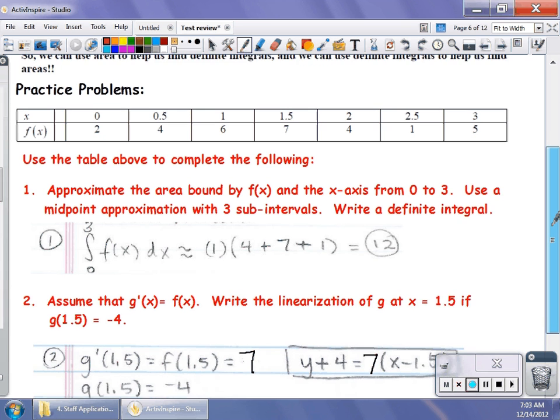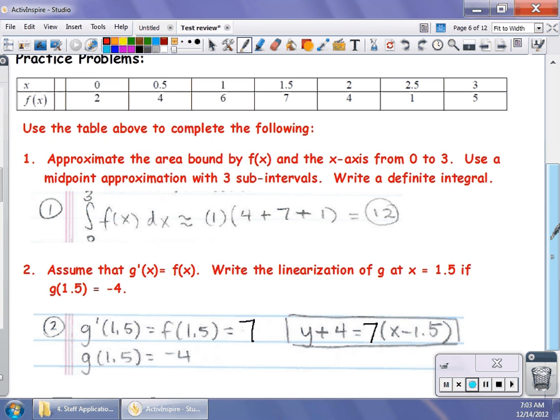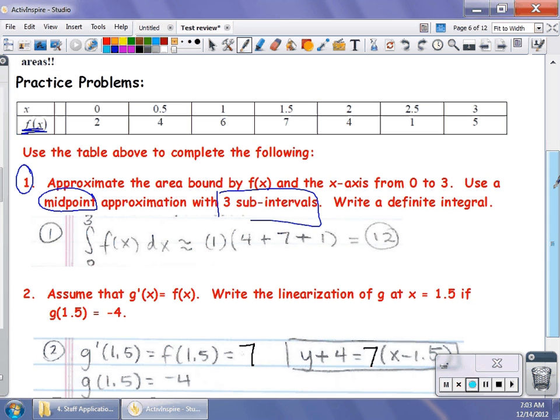All right, let's jump into the next set of review problems. We've been given a table here, and in problem number 1, our goal is to approximate the area bound by this curve f of x and the x-axis from 0 to 3. Use, again, a midpoint approximation. You got to read every word. 3 subintervals, and we're to write a definite integral. So let me go up to my table. I'm going to go from 0 to 3 with 3 subintervals. So this would be 1, 2, and 3 rectangles.